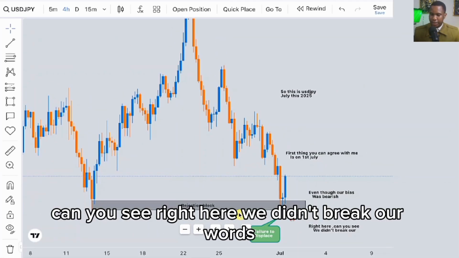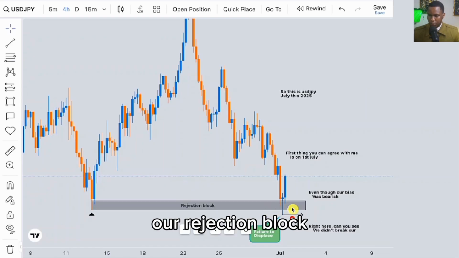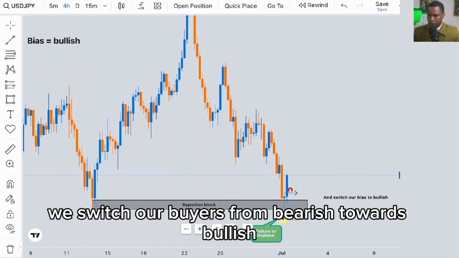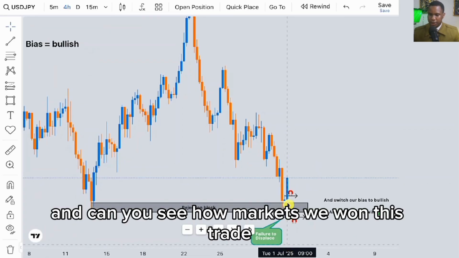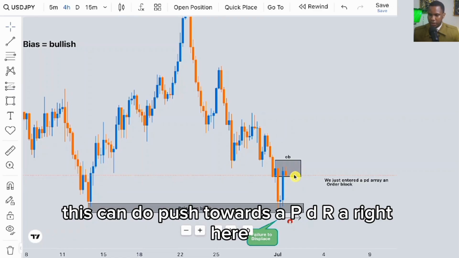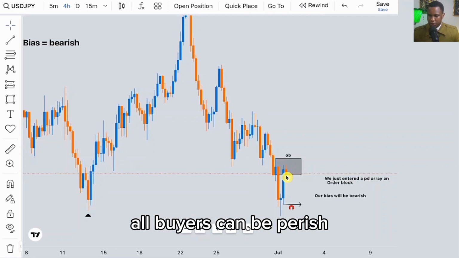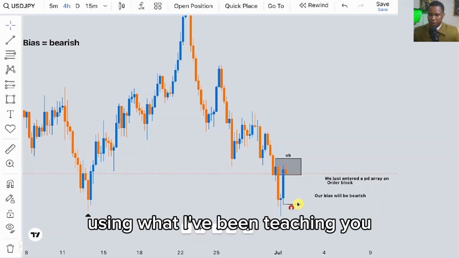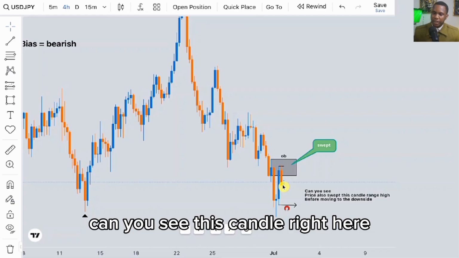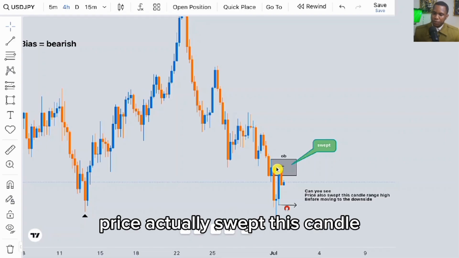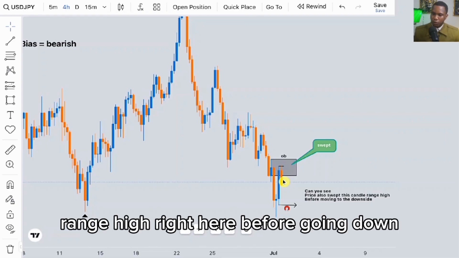Can you see right here, we didn't break our rejection block. We switch our bias from bearish towards bullish. And can you see how we won this trade? This candle pushed towards a PD array right here, which is an order block. Our bias is going to be bearish. This is what I've been teaching you. Okay, can you see this candle right here? Price actually swept this candle range high right here before going down.